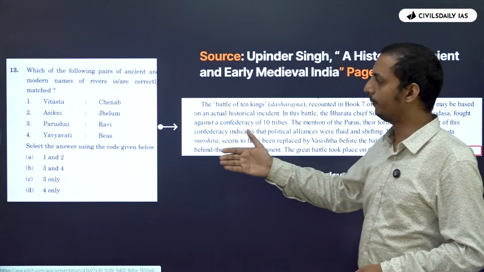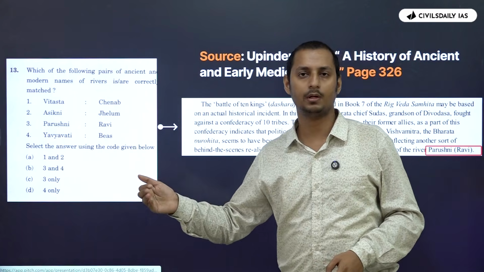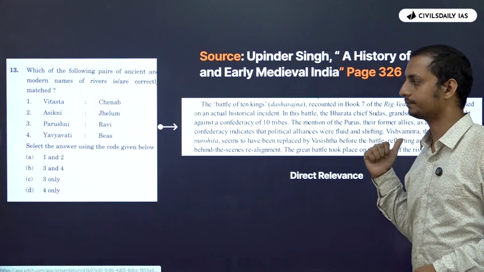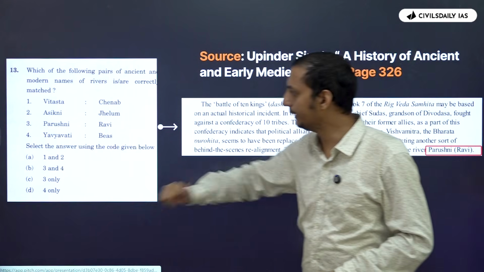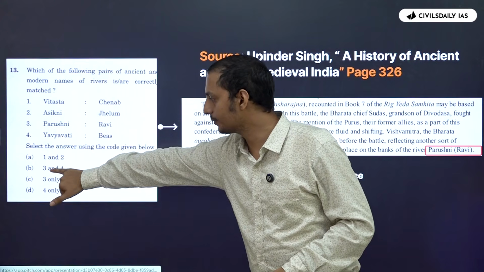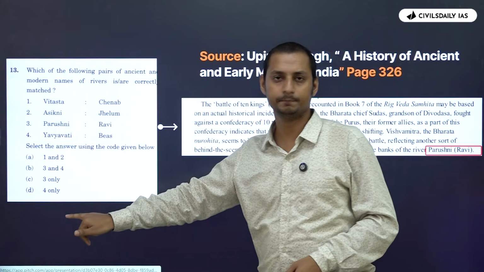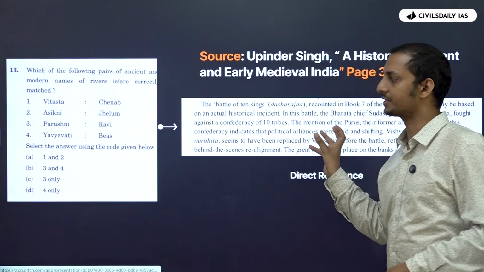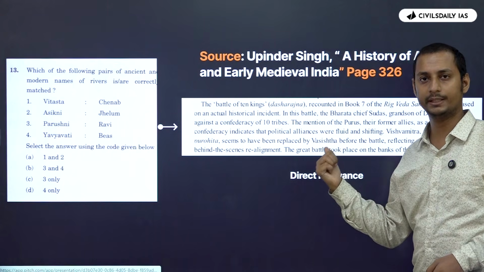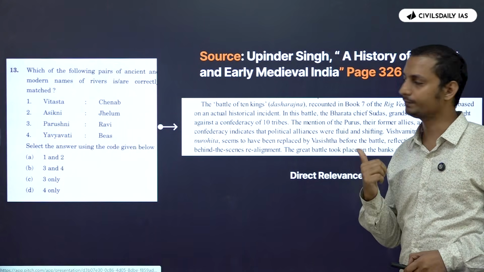But would we be able to solve the whole question regarding the Singh with this particular knowledge? No, you will be in these two options, right? So it's either 3 and 4 or 4 only. Okay. So even the whole question you will not be able to answer with the Upinder Singh book here, right?